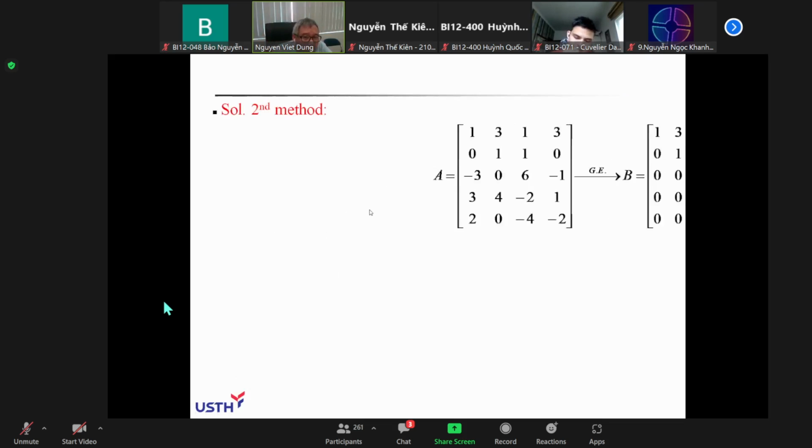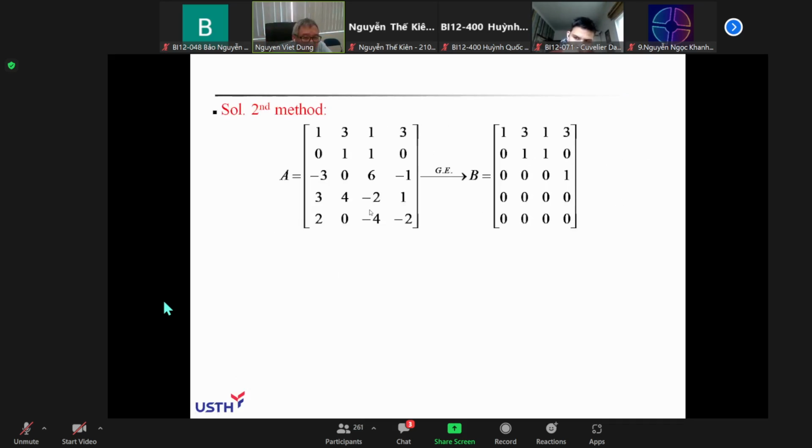Second method, we keep A like that. We did not do the transpose. And then we apply the Gaussian elimination. We change A into B like that one. It is already in row echelon form.